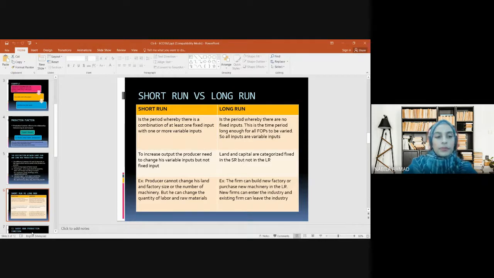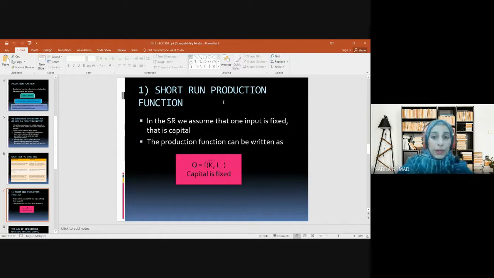Alright. Now we look at the short run. So short run production. In the short run, we assume that one input is fixed, that is capital. For example, this is the function: quantity is a function of capital and labor.